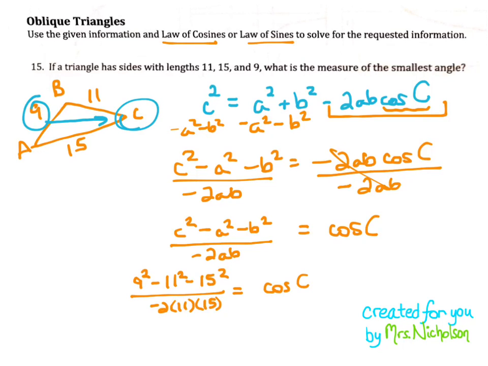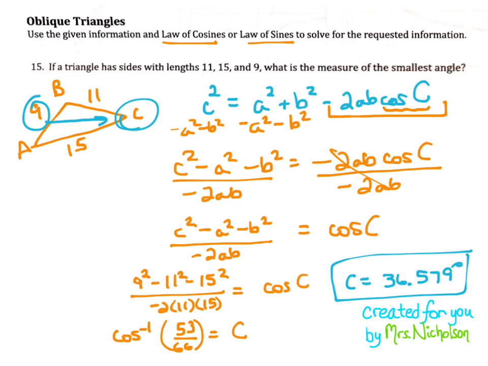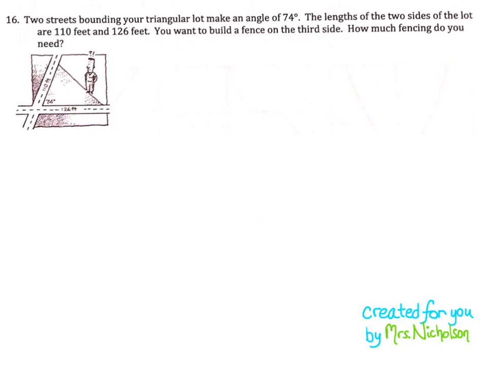Now remember, anytime you're trying to find an angle using trig, we're actually going to use an inverse trig function in our calculator. And so if I simplify this fraction here, I get 53 over 66. But in order to find angle C, I need to use inverse cosine on my calculator. Make sure that your calculator is in degree mode, and inverse cosine is going to give me an angle C equal to 36.579 degrees. And that's going to be the smallest angle of our triangle. Let's go to the next question.